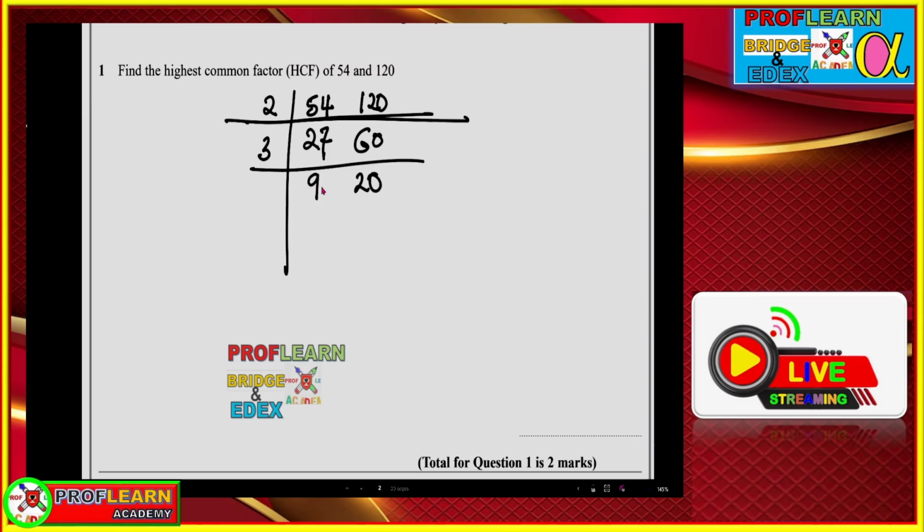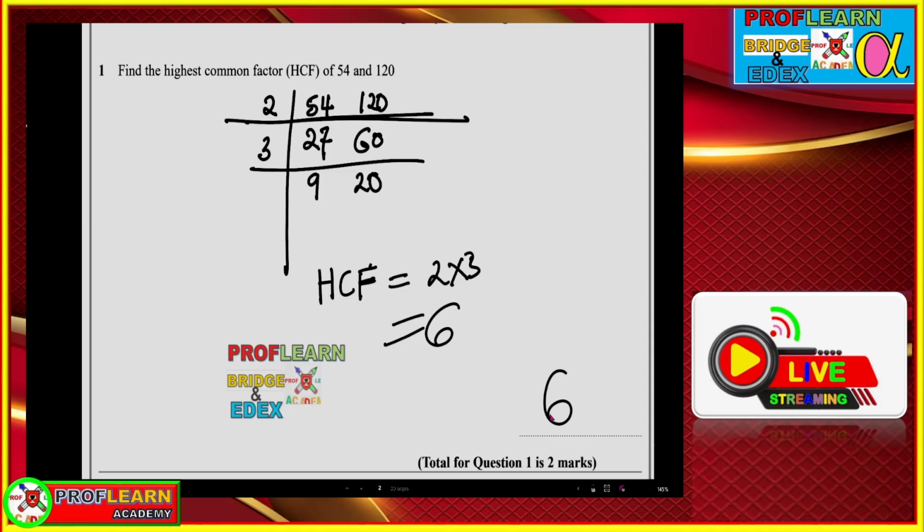So you can see there is no number that can divide both of these numbers, 9 and 20. So meaning the highest common factor, let me just write this properly. Highest common factor is going to become 2 times 3, which is going to translate to 6. So 6 is the highest common factor in this case.